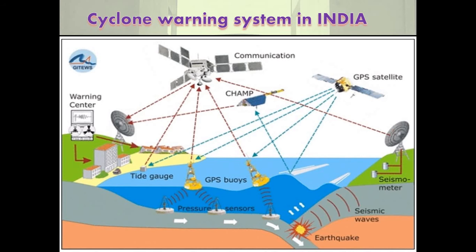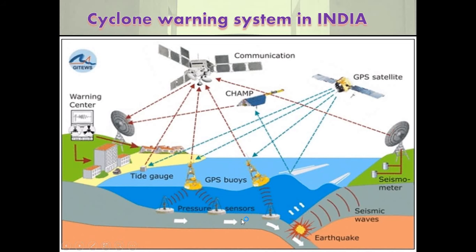In the observational network, cyclones in the NIO, the North Indian Ocean basins, are monitored with the help of land-based, ocean-based, and space-based observation systems, which include conventional meteorological observations, reports from ships, observations from ocean data buoys, coastal radars, conventional and Doppler, and national and international satellites, geostationary and polar orbiting. Like this, these are the different types of pressure and sensors at sea level.